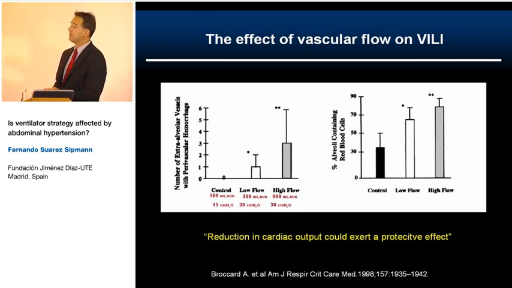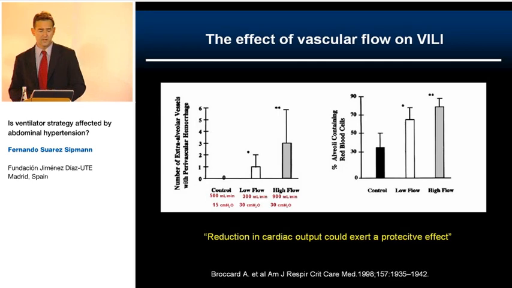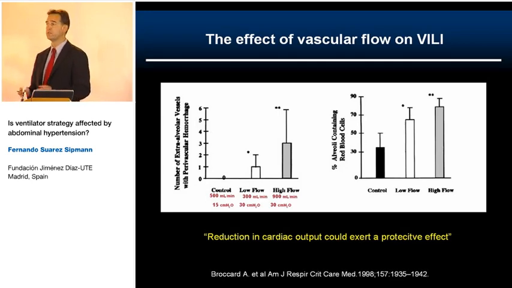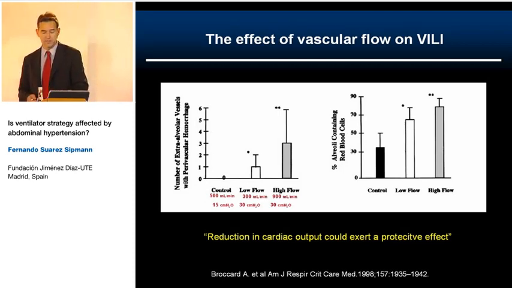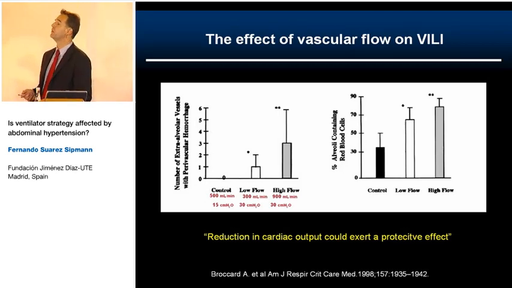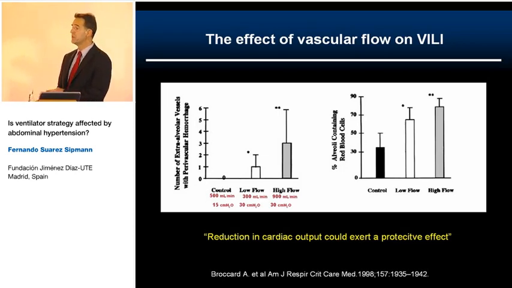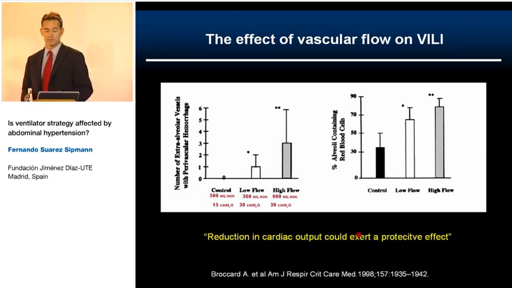On the other hand, again, animals submitted to high flows had an increased number of perivascular hemorrhages in the extra-alveolar vessels and increased number of red blood cells inside the alveoli, a clear indication that capillary stress failure was associated with increasing flow. What was the bottom line? The message of this study is that maybe reduction in cardiac output, that is the flow going through the lung, could exert a protective effect for the lung in terms of protecting it from ventilation-induced lung injury.